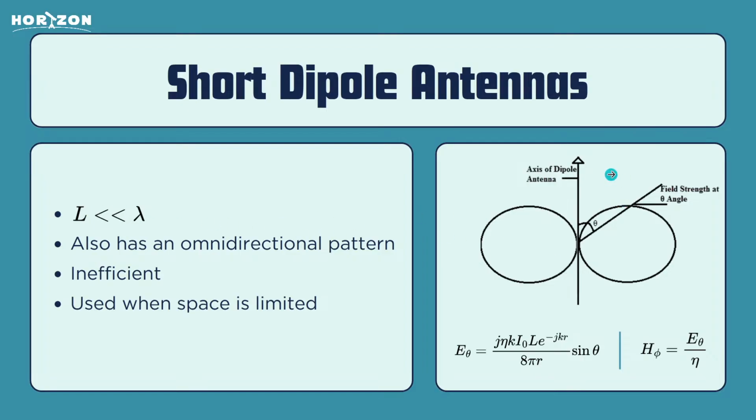Typically, the length is much less than lambda by 10. You use these only when space is limited, since they are inefficient, since they can't reach resonance.